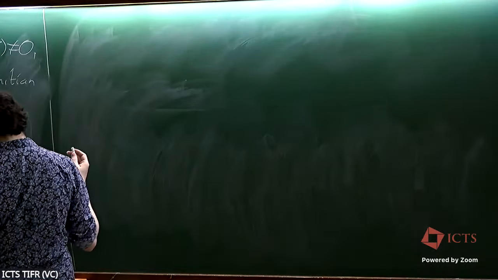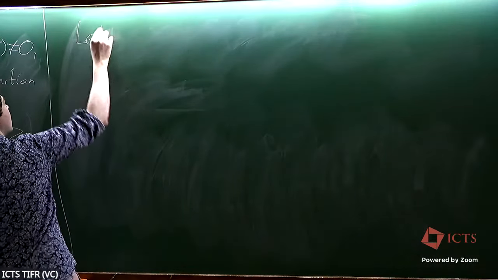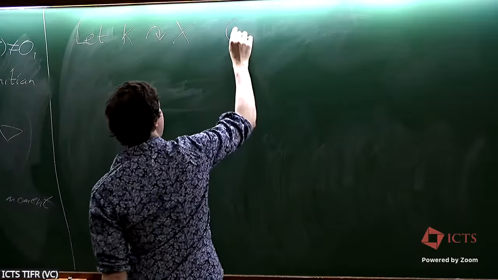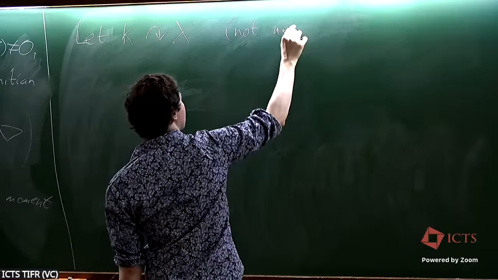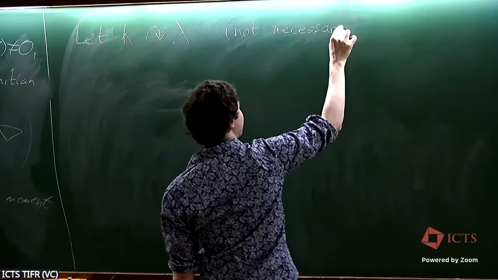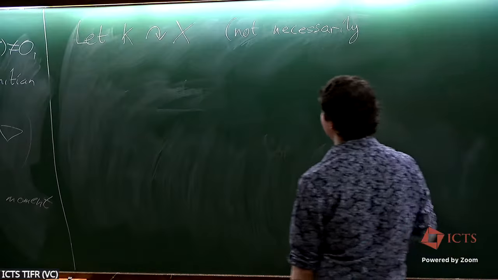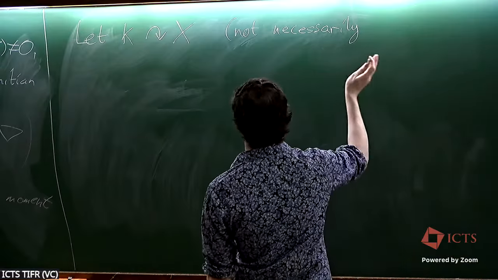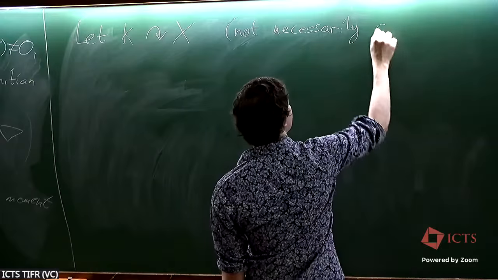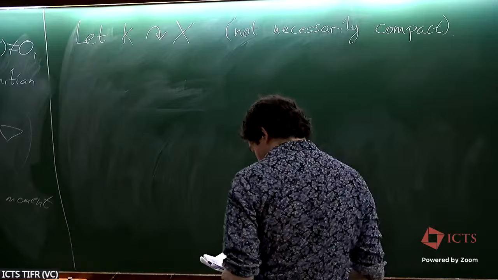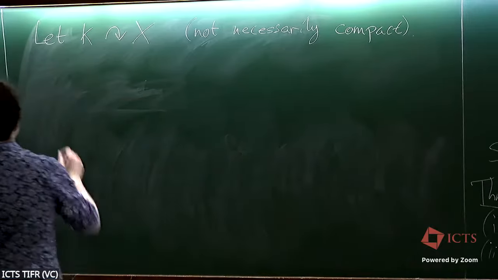So, equivariant differential geometry. Let K be some compact group acting on X, which I won't assume is compact. Actually, it doesn't really matter if X is even complex. You don't have to assume it, but all of the X's in the talk will be complex, but not necessarily compact. That's important.